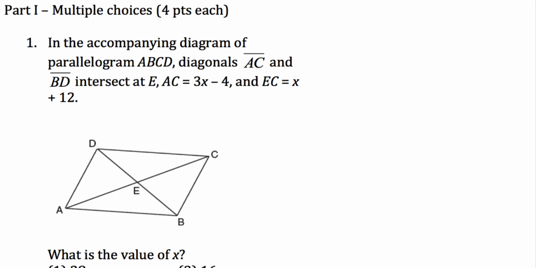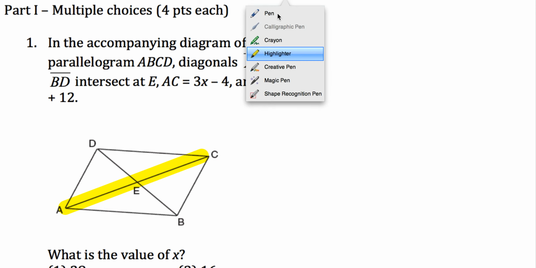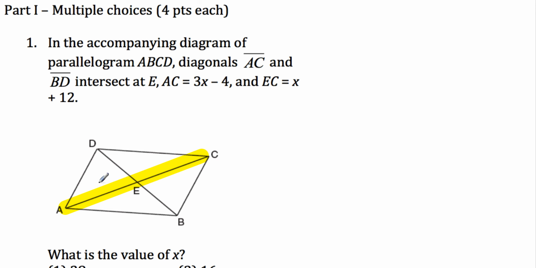Hello, let us look at some questions from the second exam of this quarter. So the first question here says, in the accompanying diagram of the parallelogram ABCD, AC. So here AC would have been from here all the way over to the other side. That is 3x minus 4. So I'm going to write down 3x minus 4.